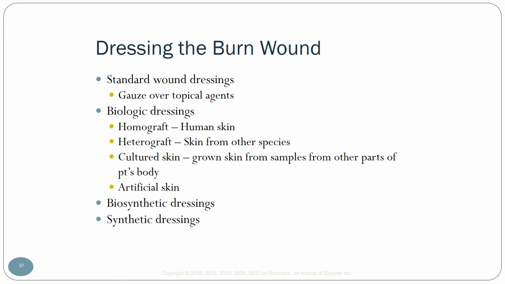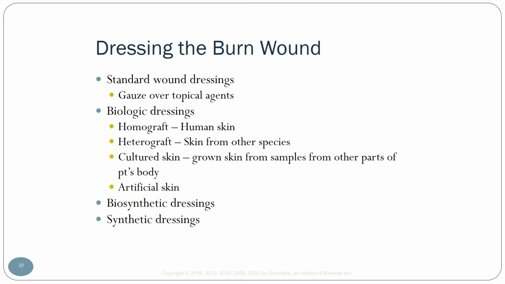When dressing a burn, standard wound dressing is usually a gauze over a topical agent, typically never using just dry gauze because of its tendency to stick to the wound. It would cause ripping and tearing that would further damage it. So if there's a silver paste, like a Silvadene that we're using, we would put gauze over that, maybe an antibiotic ointment. We also have biologic dressings.